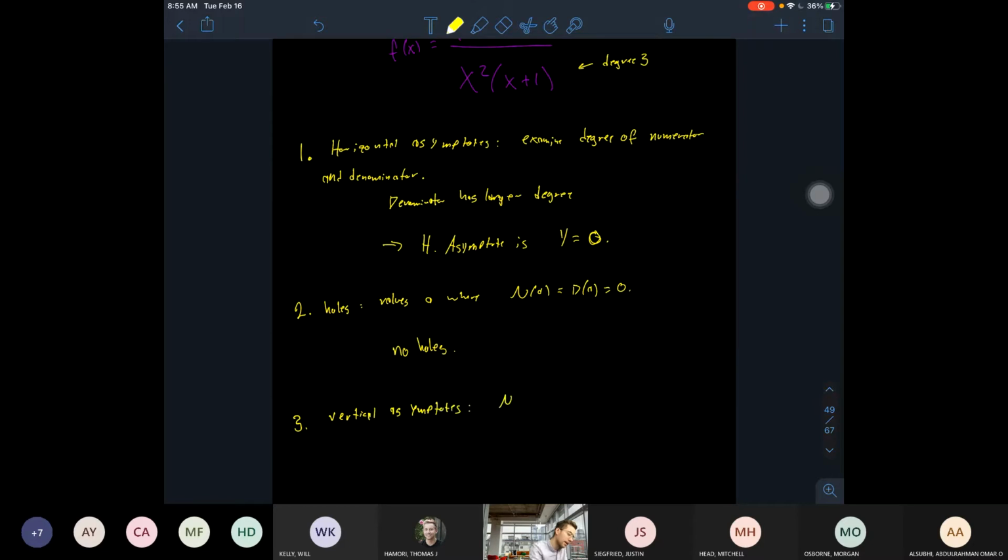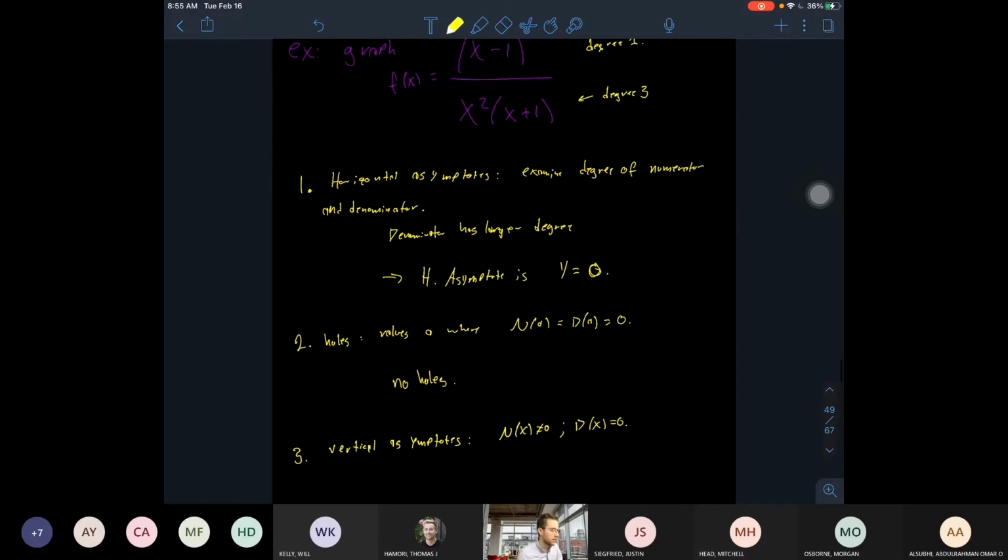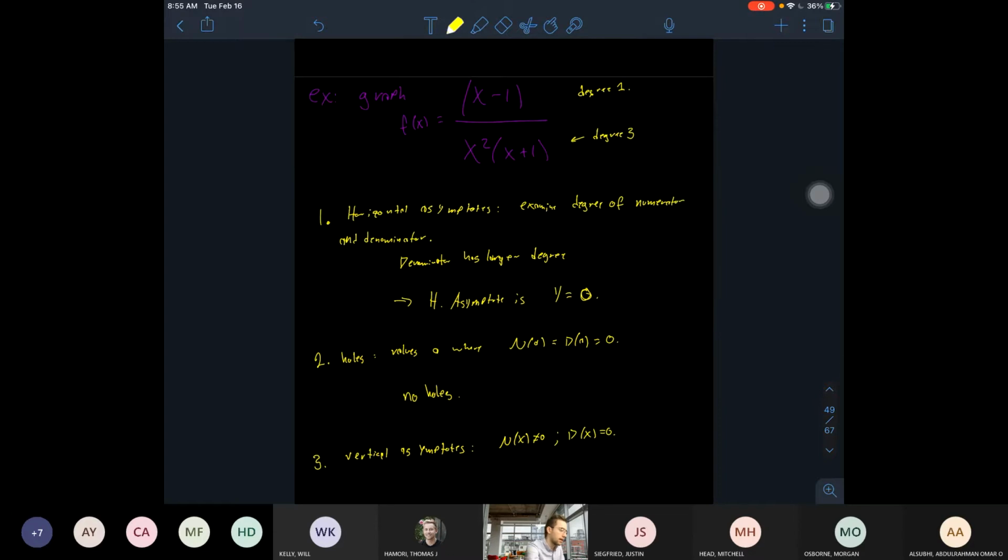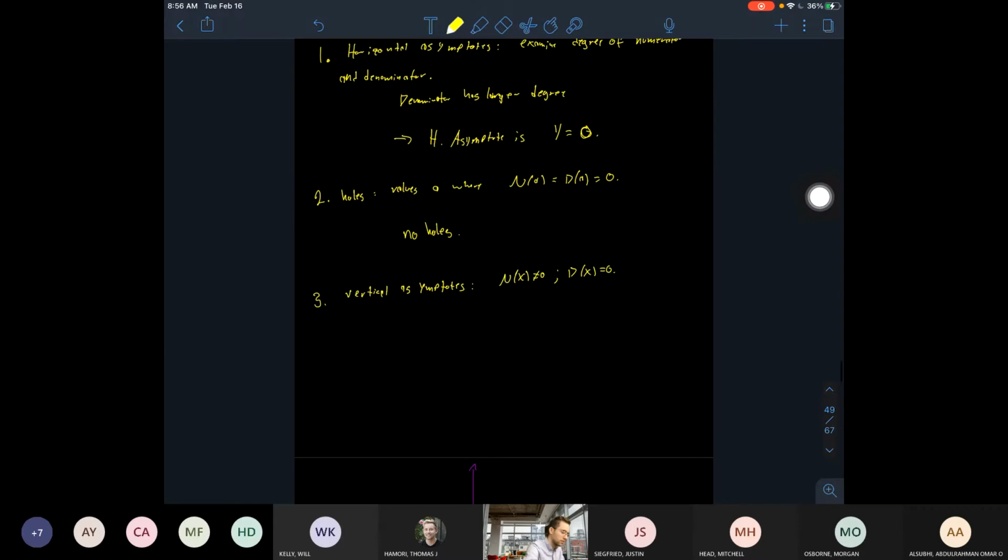Which, remember, that's when n of x is not equal to 0, but d of x is equal to 0. And there's two places where that's going to happen. That's going to happen if x is equal to 0, because we have this factor x squared. And it's going to happen when x is equal to -1. So let's categorize them. We've got x equals 0 and x equals -1.